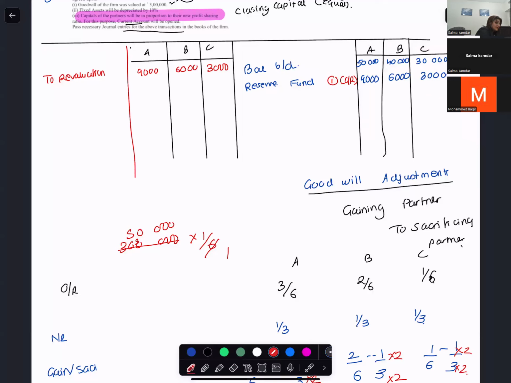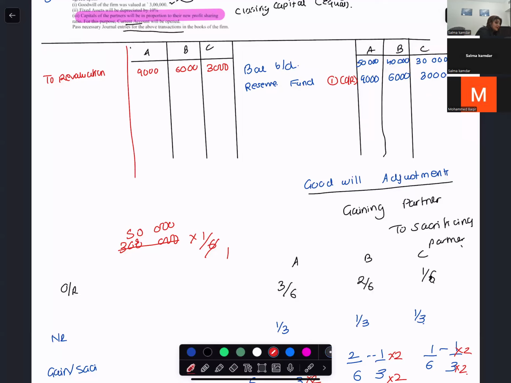In A's account, what will I write? A will write 50,000, by C's capital account. And here, what will I write? To A's capital account. Write this and try to figure out the closing capital for the partners. Please remember that to find the closing capital, you have to find the adjusted capital. I'm giving you time to write this, digest this, and tell me about the adjusted capital.